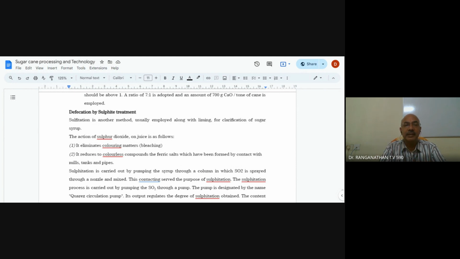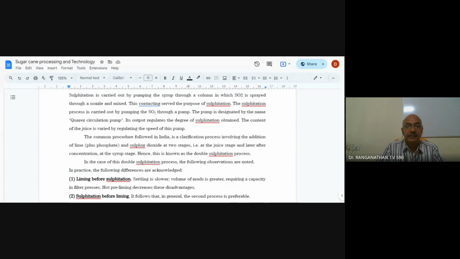But the other important aspect of sulfiting is that because of the sulfite treatment, color gets removed. The proteins and enzymes also get denatured in the process. Also, because of the acidic pH, there is a precipitation of the proteinaceous material. The common procedure followed in India is a calcification process. It involves addition of lime plus phosphate and sulfur dioxide at two stages, that is, at the juice stage.